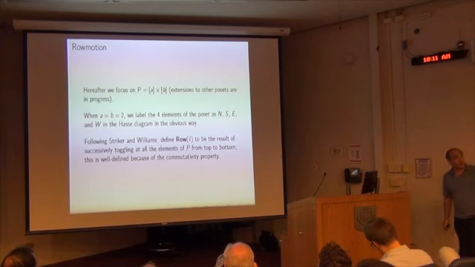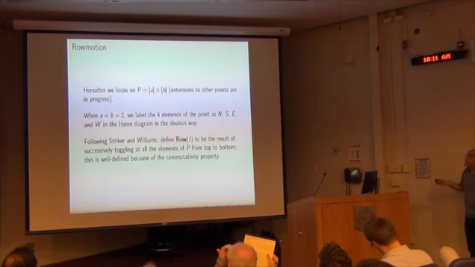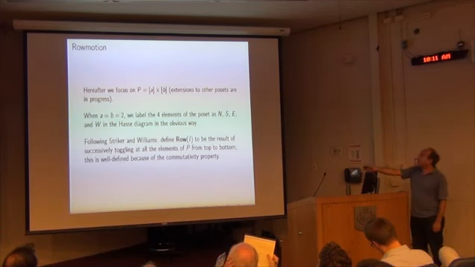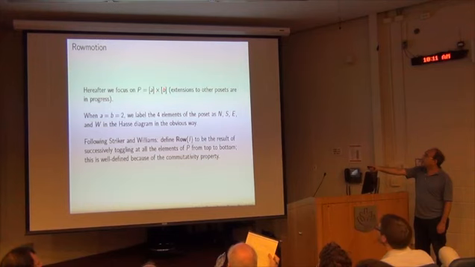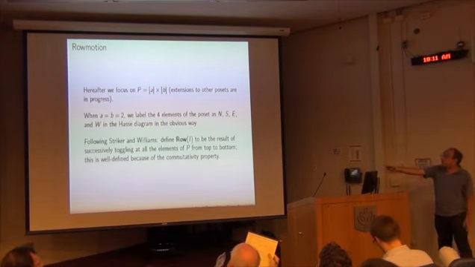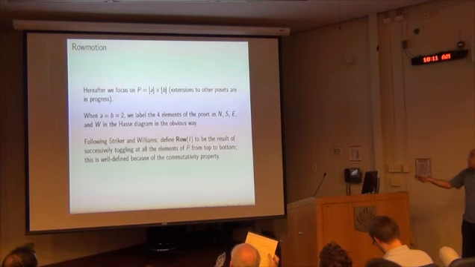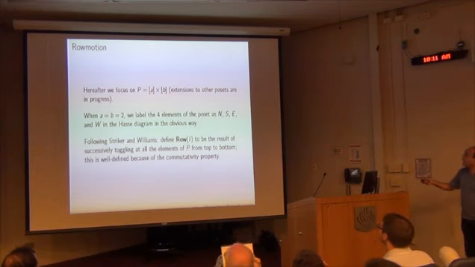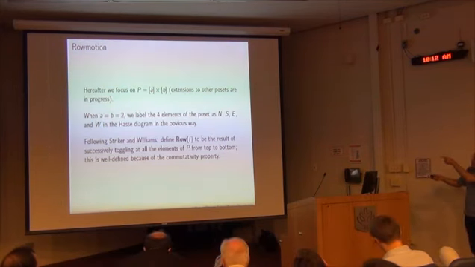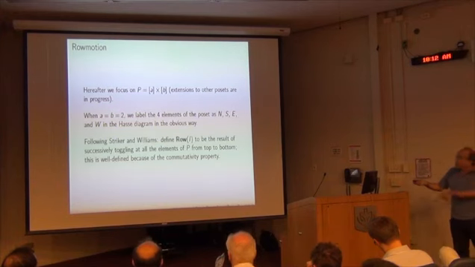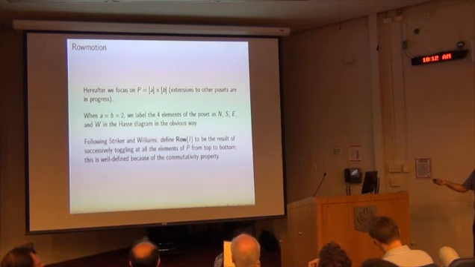So now we're going to define an interesting dynamical map on the poset, and I'm going to focus on the product of two chains, size A and size B. Extensions to other posets are in progress. And when A equals B equals 2, which will be our running example, we'll label the four elements of the poset as north, N, south, S, east, E, and west, W in the Hasse diagram in the obvious way.